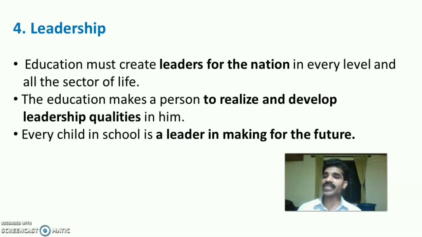Then the fourth purpose is leadership. Education must create leaders for the nation. So the nation needs many leaders for its development, both economic and general development.